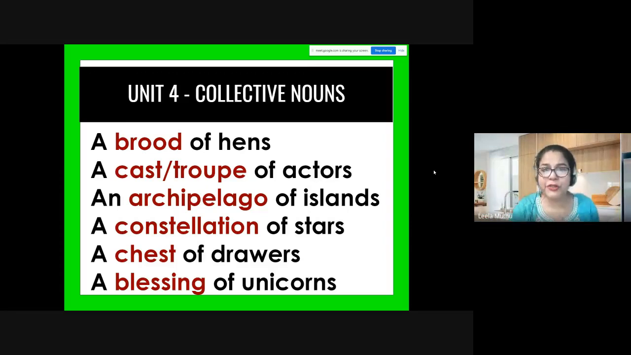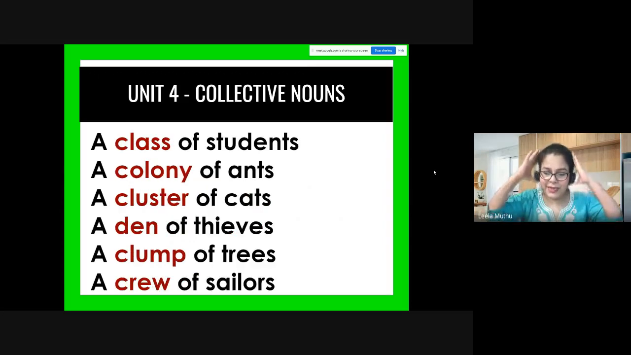And it's like I told you, it's always supposed to be lucky if you see a unicorn, but no one, I think, has ever seen a unicorn ever. Okay, I haven't. So, a class of students, a colony of ants, a cluster of cats.